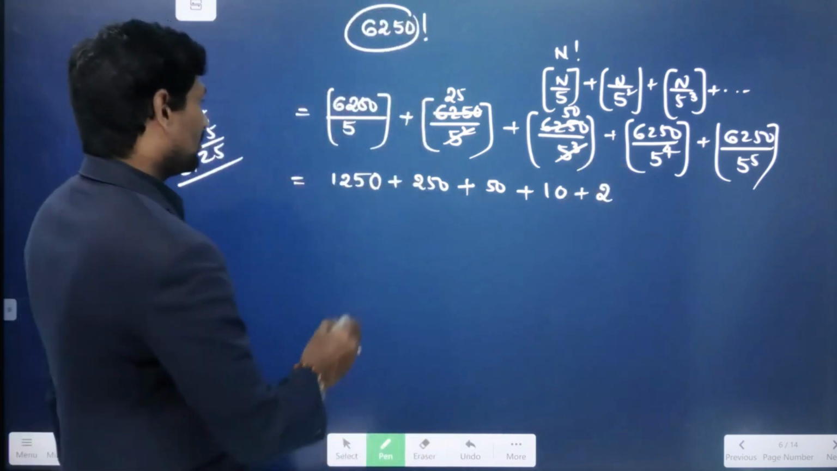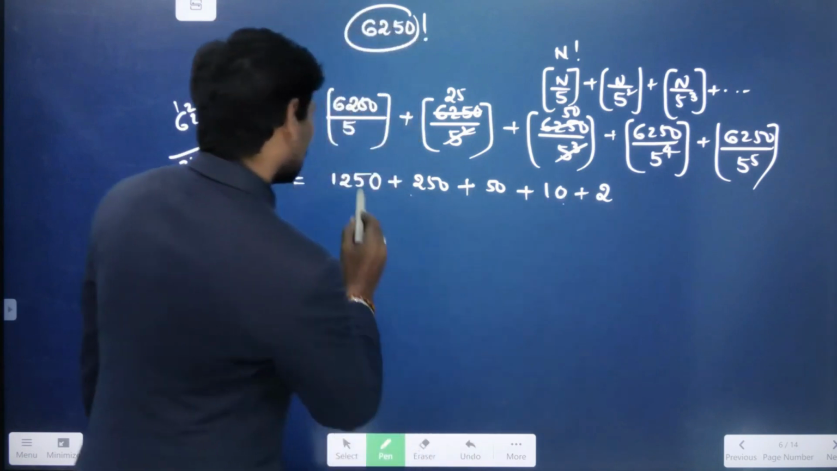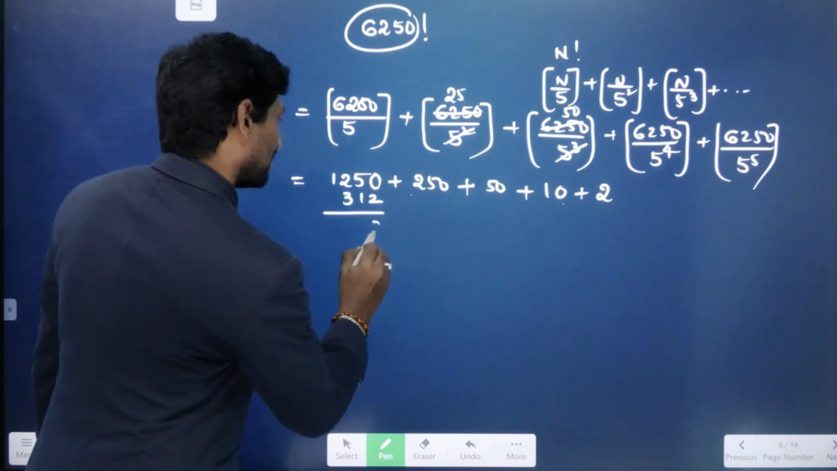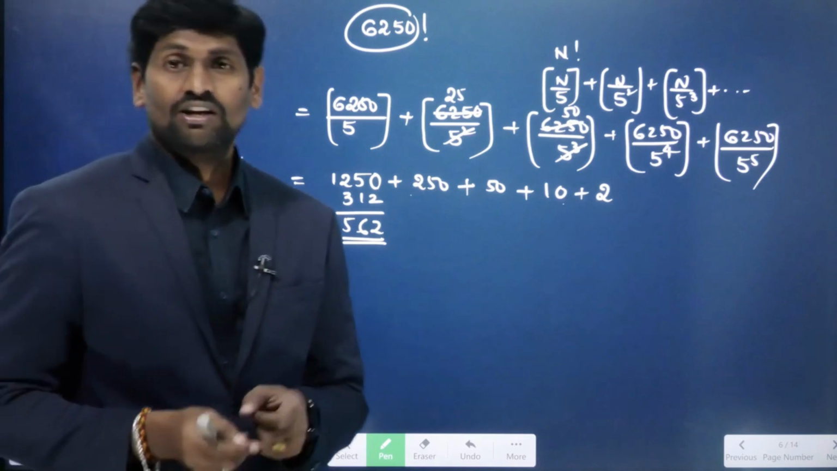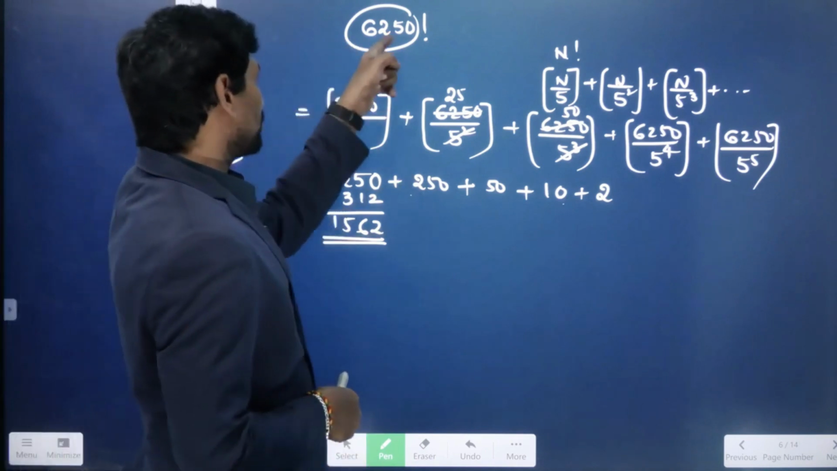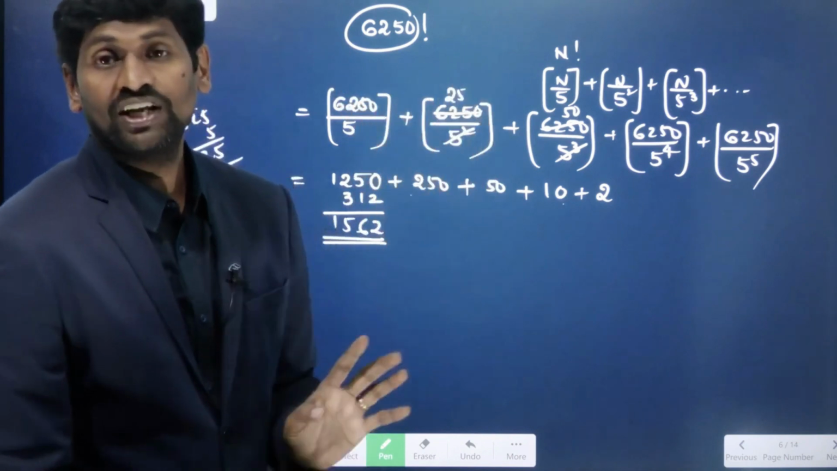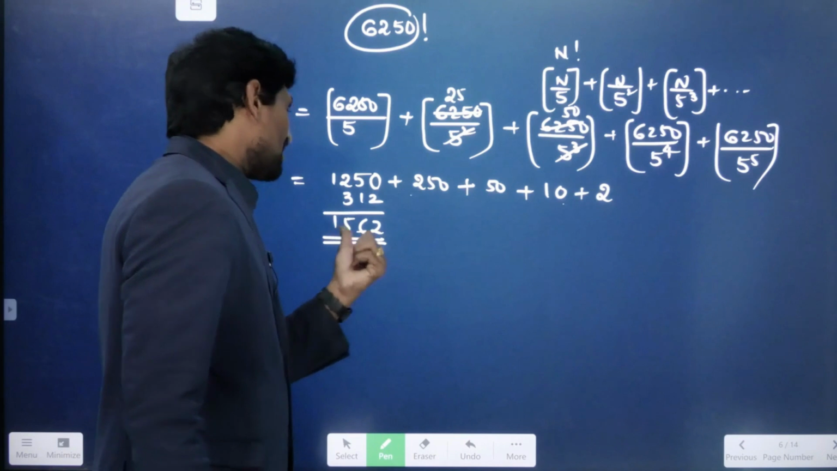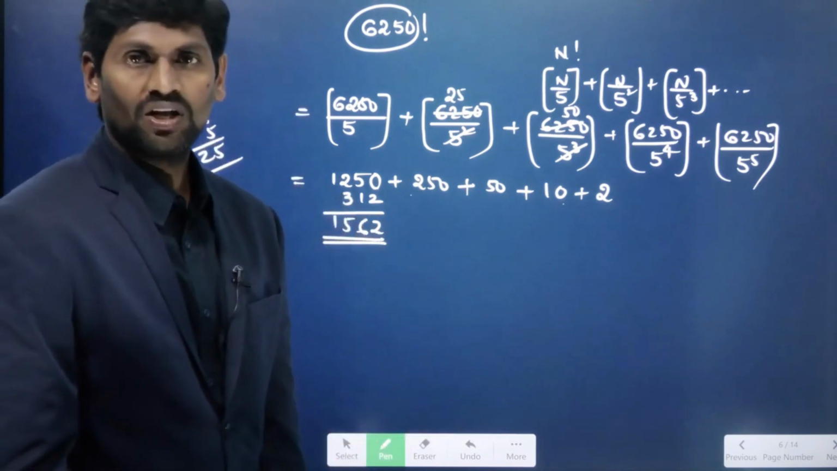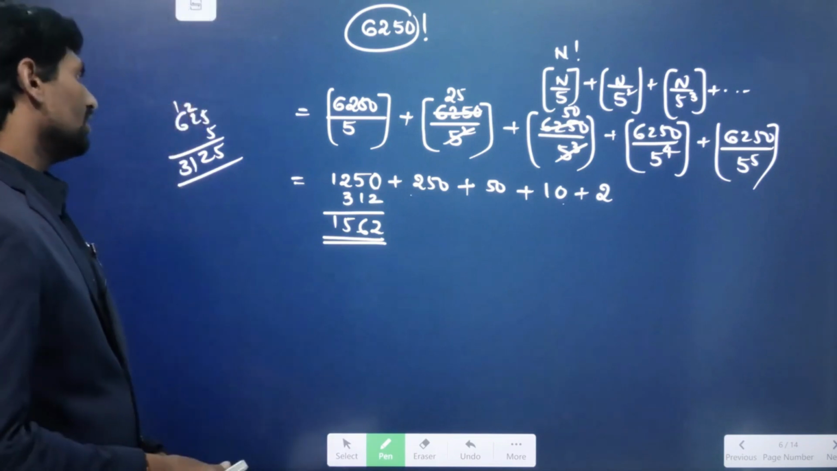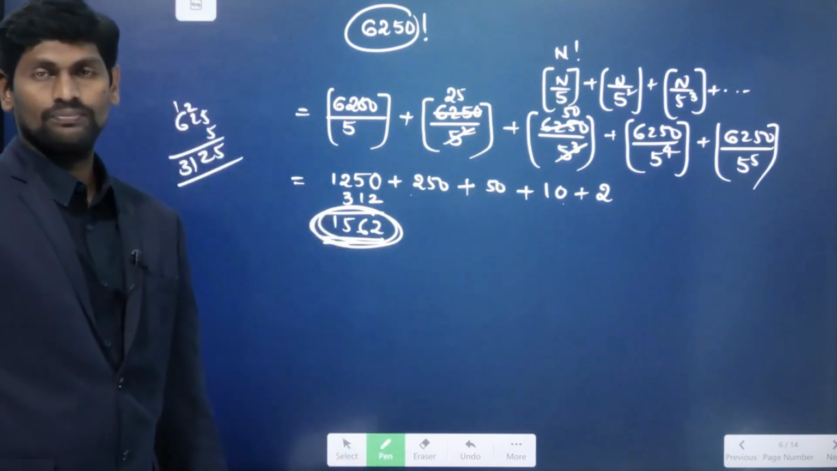So add all of them. 1250, 1500, 1562. You get the answer 1562. That means while you are multiplying the first 6250 natural numbers, you will get 1562 zeros at the end of this number. So our required answer is 1562.